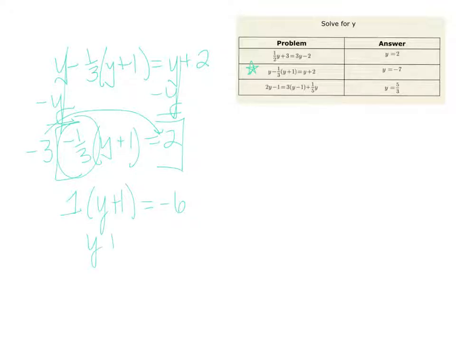So now I just have y plus 1 equals a negative 6. Subtract 1 from both sides. I have y equals negative 7.